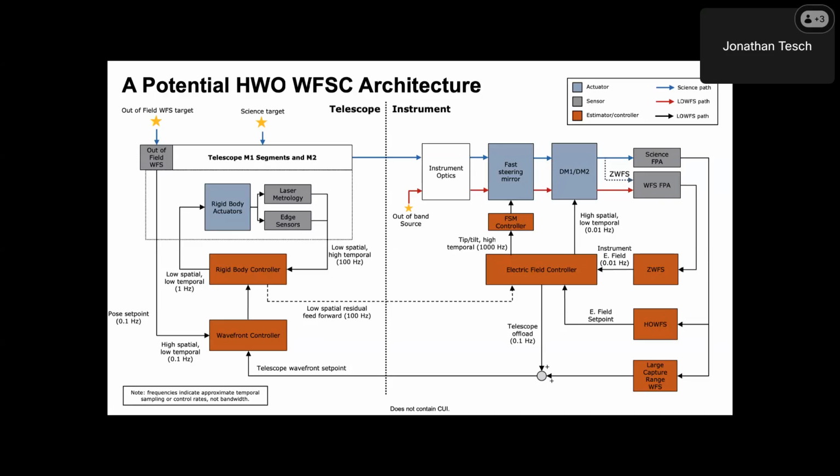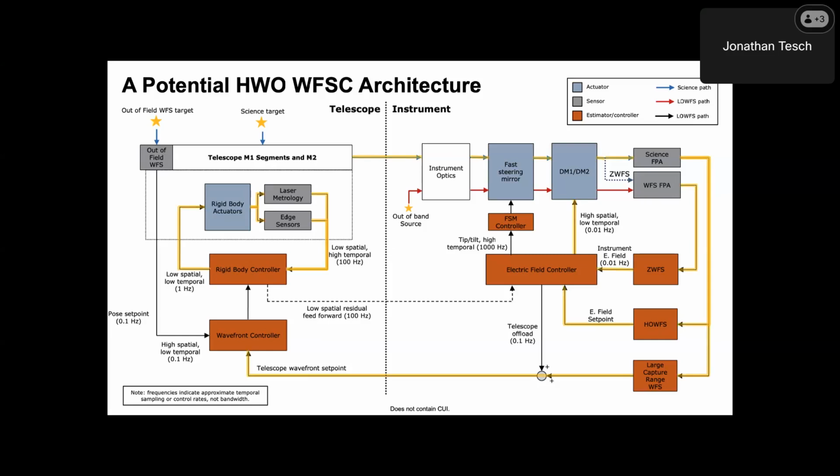And then tying the two together, of course, at the very beginning of either an observing scenario or what have you, would be what's labeled here as large capture range wavefront sensing, which is meant to be the image-based wavefront sensing on the telescope side that gets the telescope alignment to within the range of what the coronagraph needs to maintain coronagraph performance.